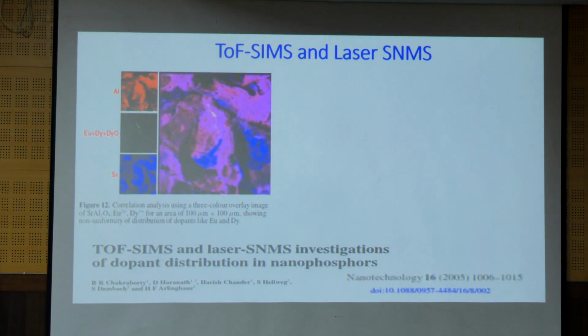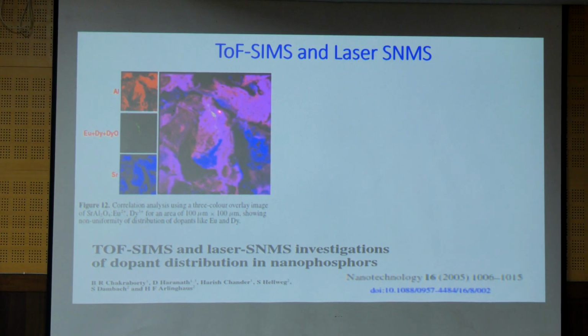For example, this. So this is strontium aluminum oxide doped with europium. Europium and dysprosium also, two dopants are there. So strontium is given blue color, europium dysprosium is green color, and aluminum is red color. So you see the combination here, it is not proper. See, somewhere only blue is seen. That means only strontium oxide is present.